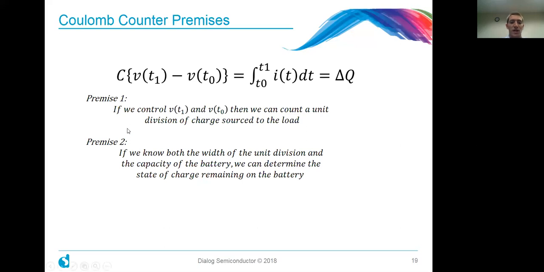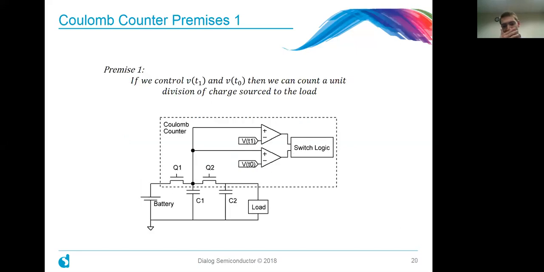Premise two is, if we know both the width of the unit division and the capacity of the battery, we can determine the state of charge remaining on the battery. So if you know how much charge is being transferred each phase, and you know how much full charge your battery has, then you can determine the state of charge at any point, as long as you're constantly counting how much charge has been discharged off of that battery. So let's look at each of these premises individually.